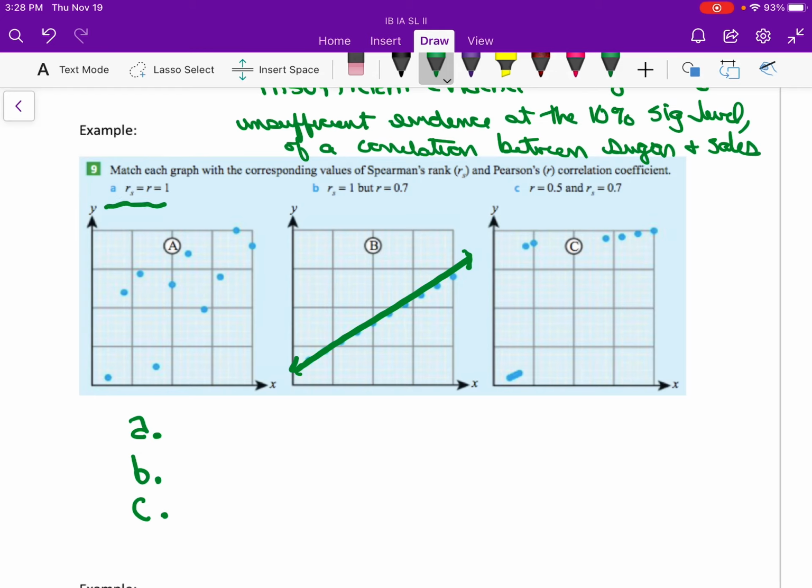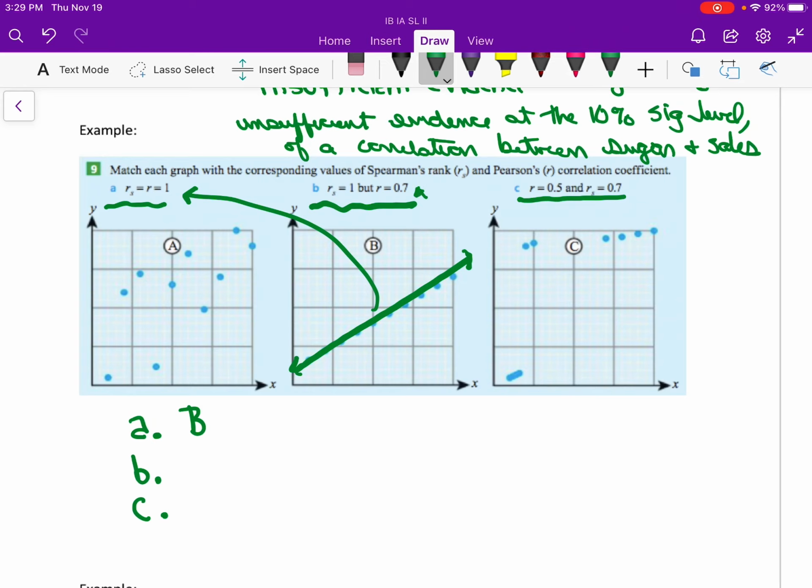All right, so we have A, B, C. So we know that big graph B is going to go with A. This is going to go with this information because if we have a straight line, then both of our Spearman and Pearson's correlation coefficients will be 1. All right. Our little information B has a relatively straight line. So now again, we're looking here, has an R_S of 1, but an R of 0.7.